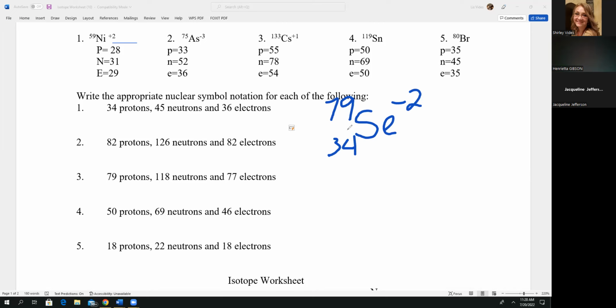Next one that we're going to build is this one. I'm not going to have enough room for all of these, so I'm going to put this one right next to it. Okay, so this one, 80.